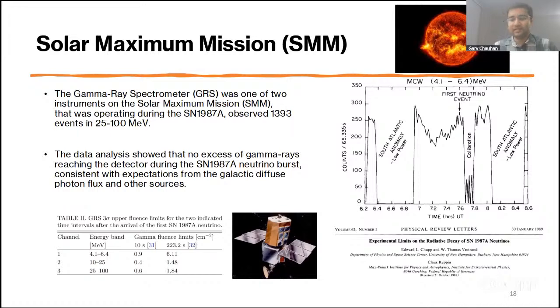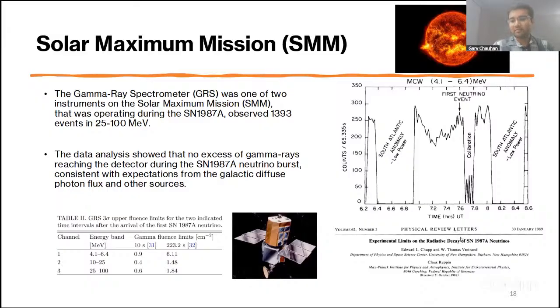So do we have a limit from the existing observations? The answer is yes. We had what is called the Solar Maximum Mission, which was designed to observe the sun, and it had this gamma ray spectrometer, which was operating at the time 1987A happened. As you can see here, it was taking data at the time. This particular window of time is around 233 seconds. Right after that, it went into calibration, and came back from the calibration from around 800 to 1500 seconds, but the data that is available is only for this first 233 seconds.